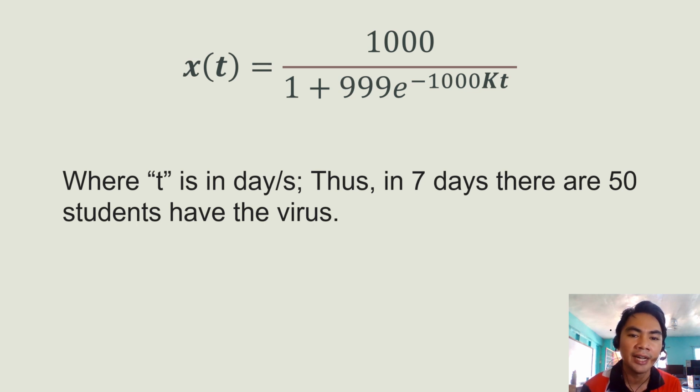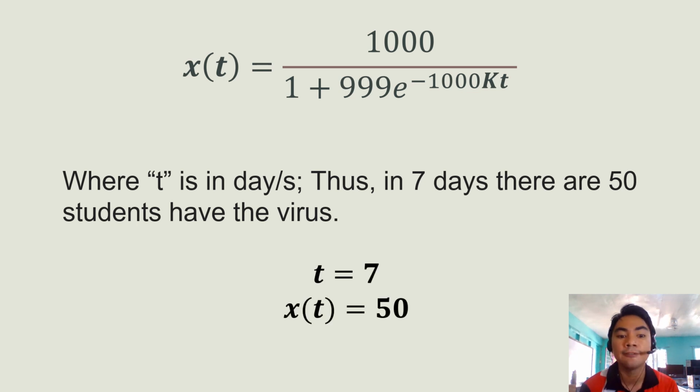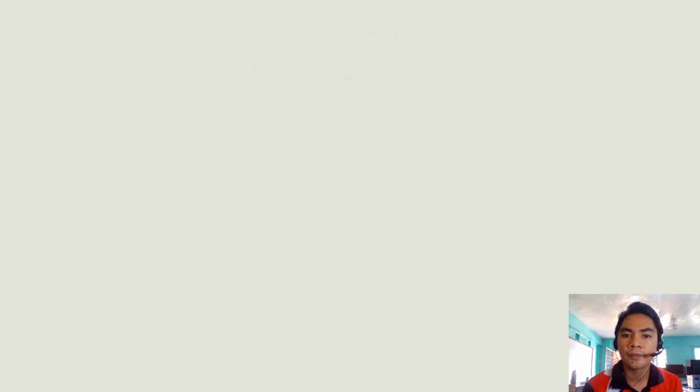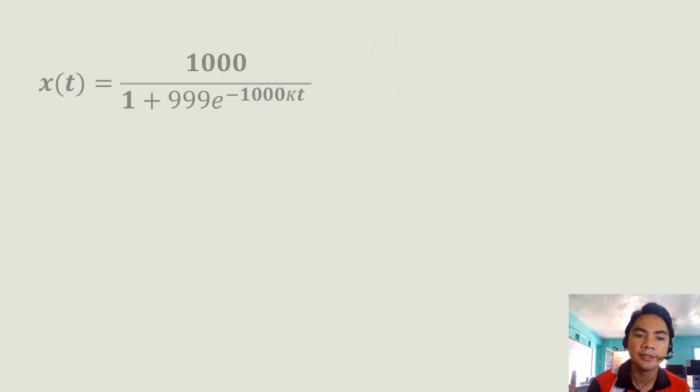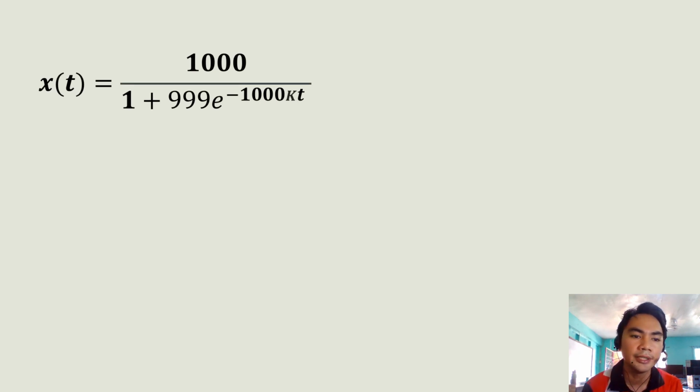Okay, now the value of our t is 7, and our x of t is 50. So our time is in 7 days, and our x of t is 50. So 50 students contracted the virus. Alright. By that, let us substitute. So, from this solution, we substitute the values for x of t and our t value.